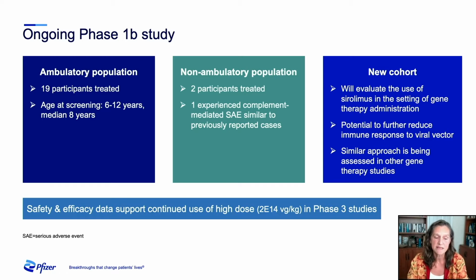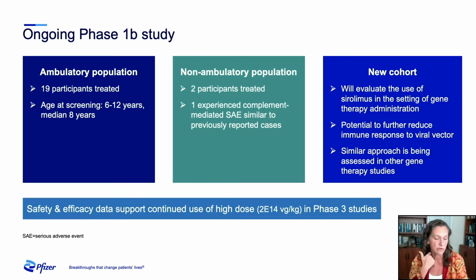Sirolimus is a well-known medicine, and it may be an additional way to reduce the immune response to the AAV vector. You know, in Duchenne patients, we're all familiar with using steroids to inhibit inflammation. And what we want to do is understand if sirolimus could be an added tool to manage immune reactions. Sirolimus is also being evaluated by other companies in the setting of gene therapy for other disorders. So this is sort of an interest across the field.